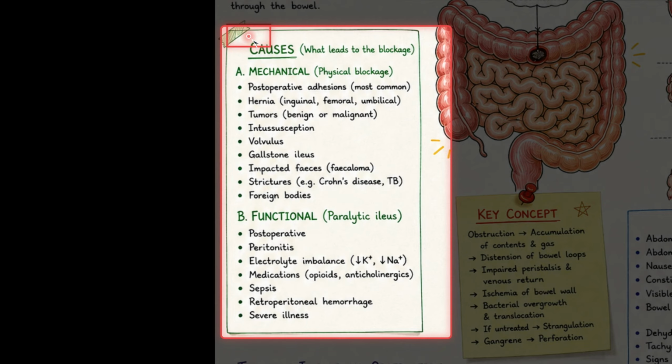Now let us contrast mechanical causes with functional paralytic ileus. In functional ileus, there is no physical anatomical obstruction. Instead, peristalsis completely ceases due to neural, muscular, or metabolic failure. Common triggers include recent surgical manipulation, intra-abdominal inflammation like peritonitis, severe electrolyte imbalances, particularly hypokalemia and hyponatremia, neurogenic inhibition from anticholinergics or high-dose opioid analgesics, systemic sepsis, retroperitoneal hemorrhage, and critical medical illness.